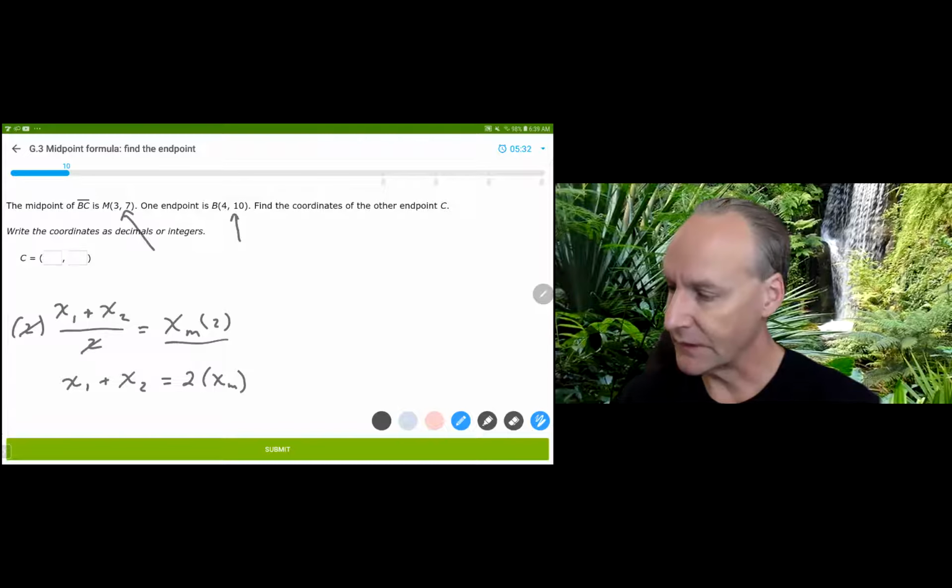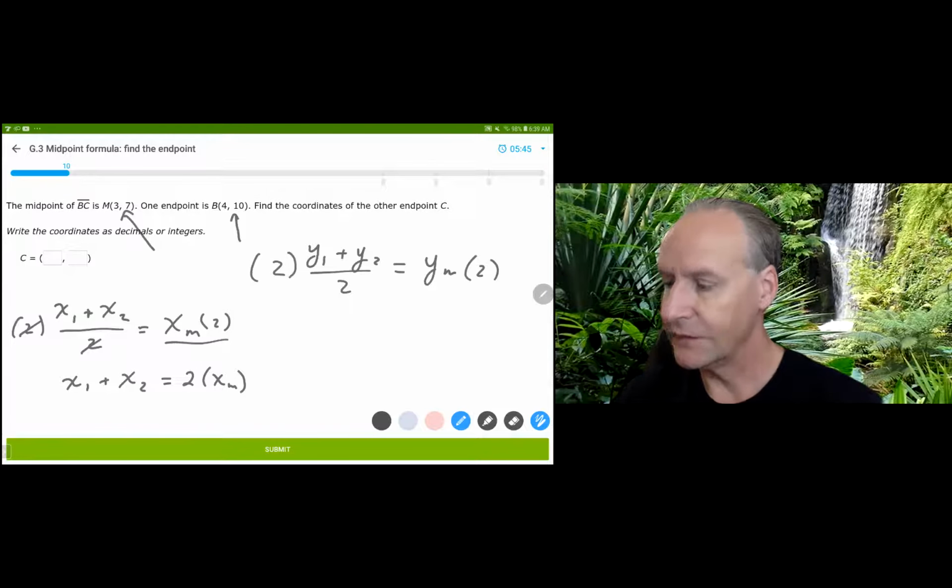Now I'm going to do the same thing with y1 plus y2 over 2 equals ym. I'm going to multiply both sides by 2. If you've never seen this before, this is the section I9, which is manipulating formulas. I think they call it rearranging multivariable expressions or equations.